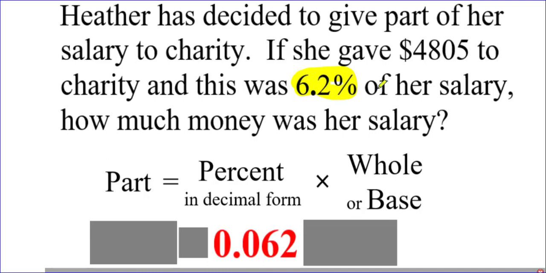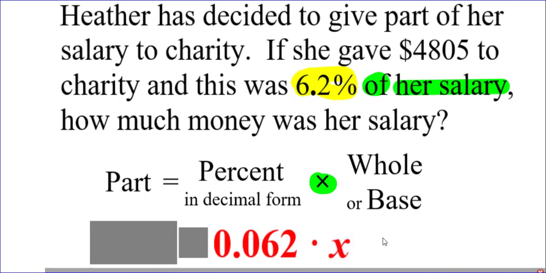Now, what is the percent taken of? Remember, the word "of" can mean times. So what is that percent going to be multiplied by? Well, it says the percent is of her salary. Do they ever tell us what her salary is? No, they don't. In fact, it literally says how much money was her salary. So we're going to call that a variable. You can choose any variable that you would like.